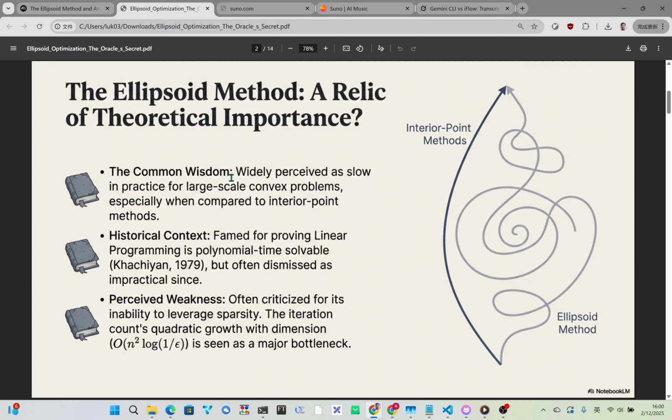Okay, let's do it. Let's review the common wisdom about the ellipsoid method, or EM, because when it first came out, it caused a huge sensation. But today, yeah, most people see it as a theoretical relic, useful only for proving complexity bounds, right? Right. It's seen as slow, impractical, especially when you put it up against the modern workhorses, the interior point methods. And that sensation you mentioned, that was back in 1979.